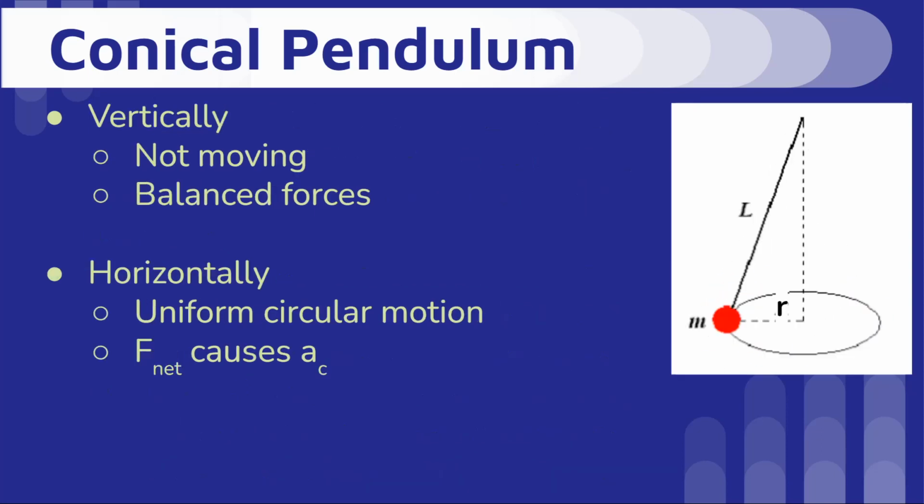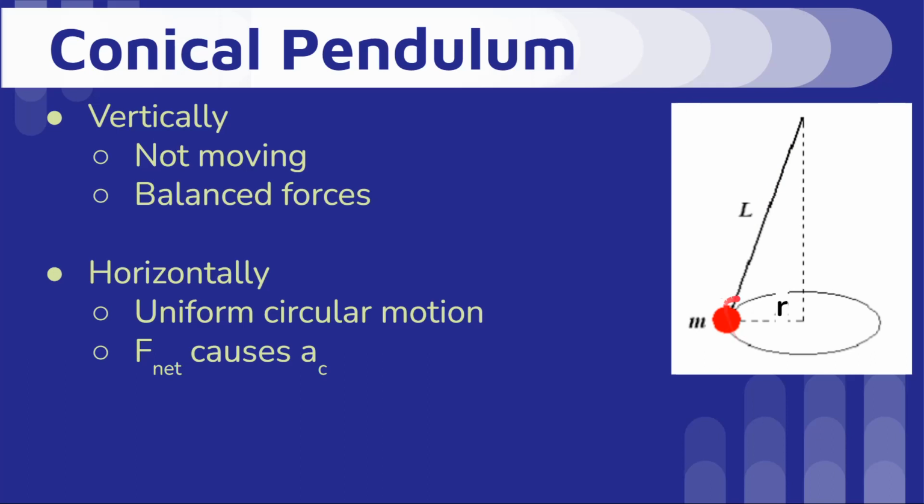So again, to summarize what's happening horizontally and vertically. Vertically, your pendulum does not move in the vertical direction, therefore your forces are balanced. Horizontally, you have uniform circular motion, and therefore you have a net force that is a centripetal net force that is causing centripetal acceleration. So again, you need to understand those concepts so that we can start to analyze different scenarios. You may also want to sketch out a picture of what your conical pendulum might look like.